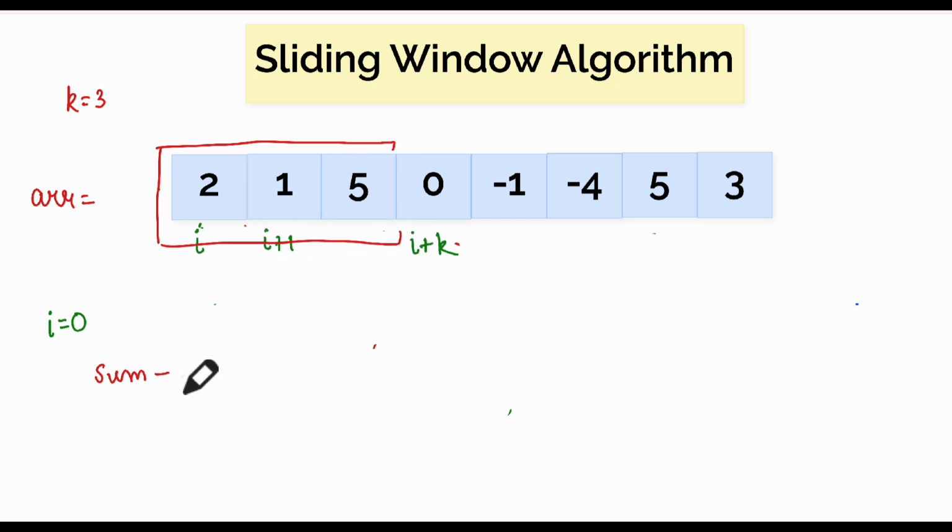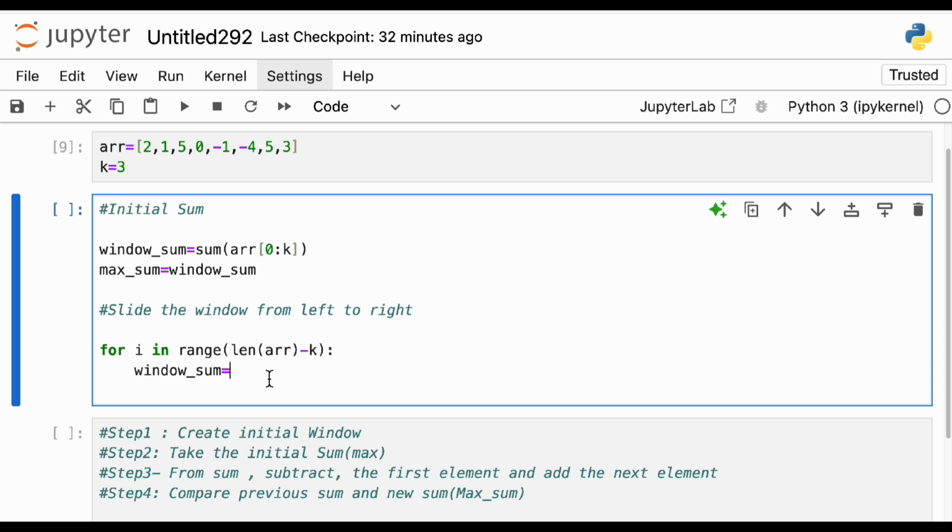What I'm doing now, from this sum, I'm removing array of I, because I'm removing this particular element, right? As I'm moving here, I'm adding array of I plus k. So this will be how I'm looping in, I'm adding in the sum. So I will say window sum will equal to my previous window sum that was present, window_sum minus array of I, which I created, plus array of I plus k, right? So I removed the previous element and I added the next element.